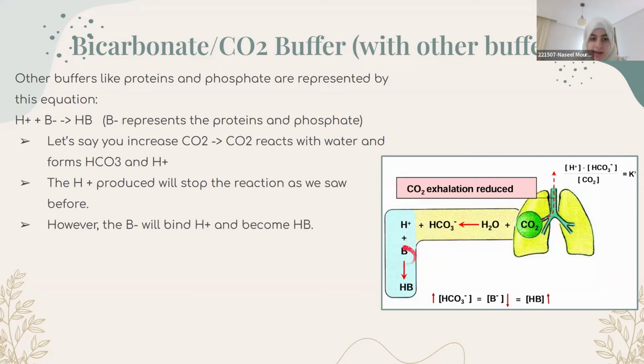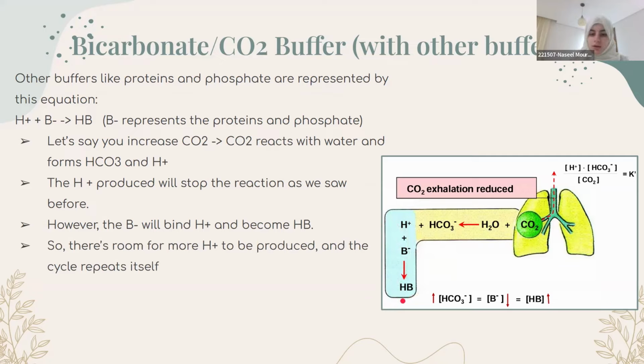However, in this case, the base is going to bind the hydrogen, and so you will get a production of HB, okay? This means what? Now I'm taking up the hydrogen. So I'm basically emptying the room for carbon dioxide to react with water and produce more hydrogen, okay? And so the cycle keeps on repeating itself. So what am I getting in the end? In the end, I'm getting an increase in my bicarbonate, but I'm also getting a decrease in the other bases, okay? Also, I'm getting an increase in this neutral molecule.